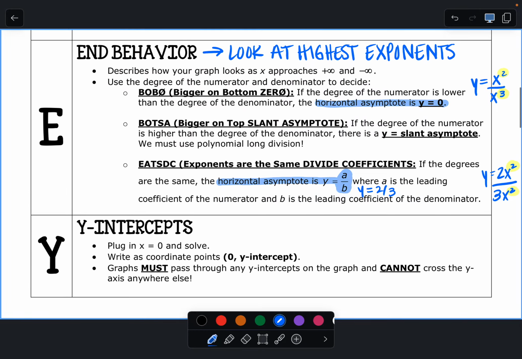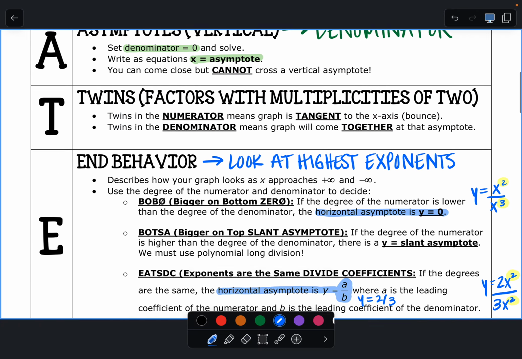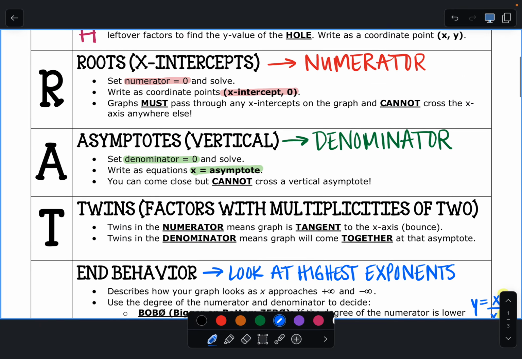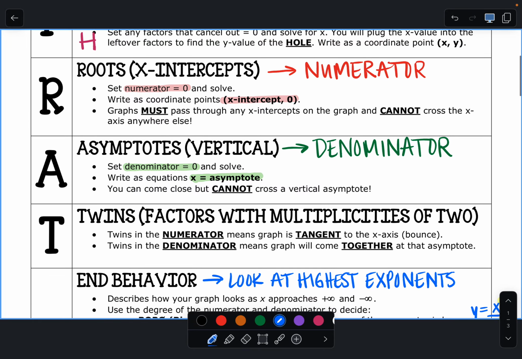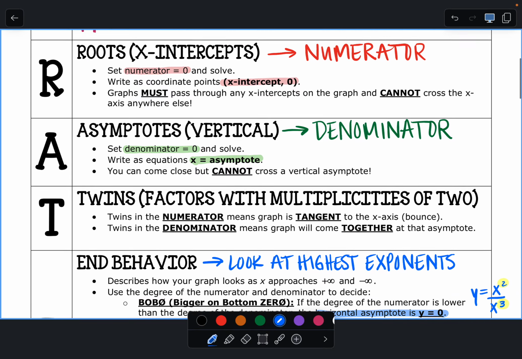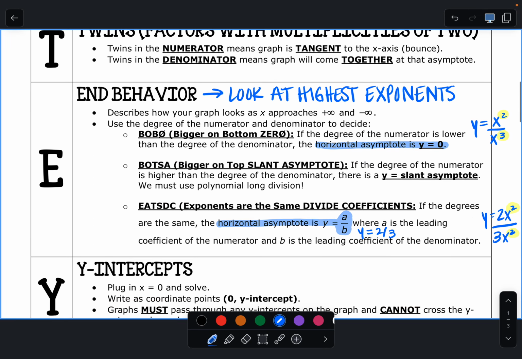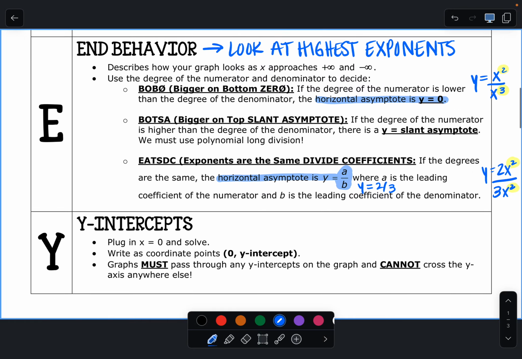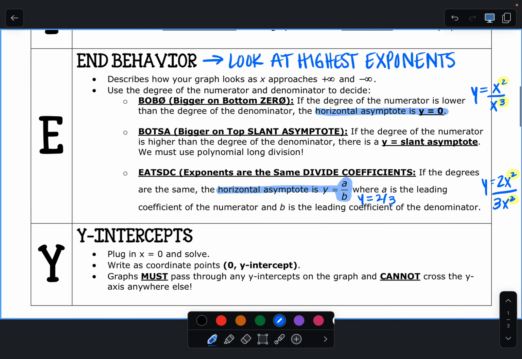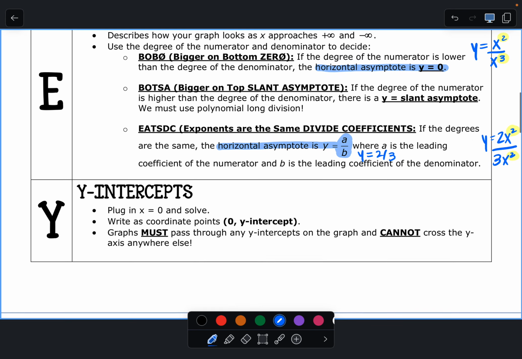So we have 3 things that we've graphed so far. We have graphed the x-intercepts that come from the numerator. We have graphed the vertical asymptotes that come from the denominator. We have graphed the end behavior. So that will come from, are the exponents bigger on bottom or are they the same? You will not have to worry about bigger on top yet. So you should not see anything where it is bigger on top today. And then the last thing that we graph is a y-intercept.